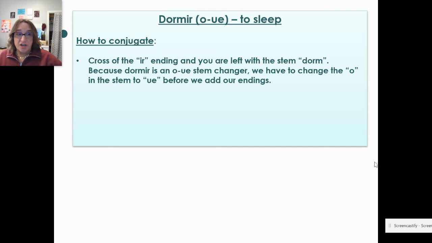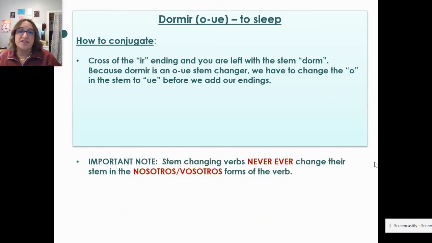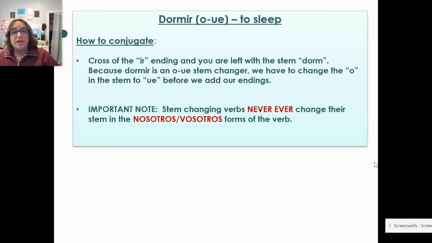Everybody knows how to conjugate. So you're going to drop the last two letters, and then those will have conjugated endings like normal. Nothing changes there. When you do the conjugations, however, your stem is going to change. So that O will become a UE in the boot.